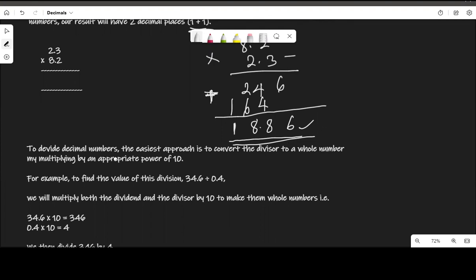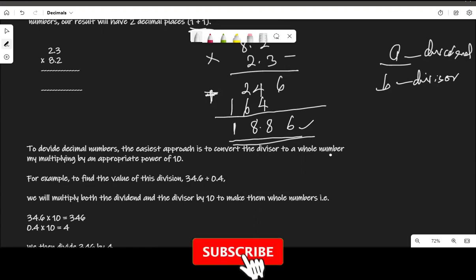To divide decimal numbers, on the other hand, the easiest approach is to convert the divisor to a whole number. What do I mean by a divisor? If I am dividing something A by B, A is called the dividend, and B is called the divisor. So the number under is called the divisor.